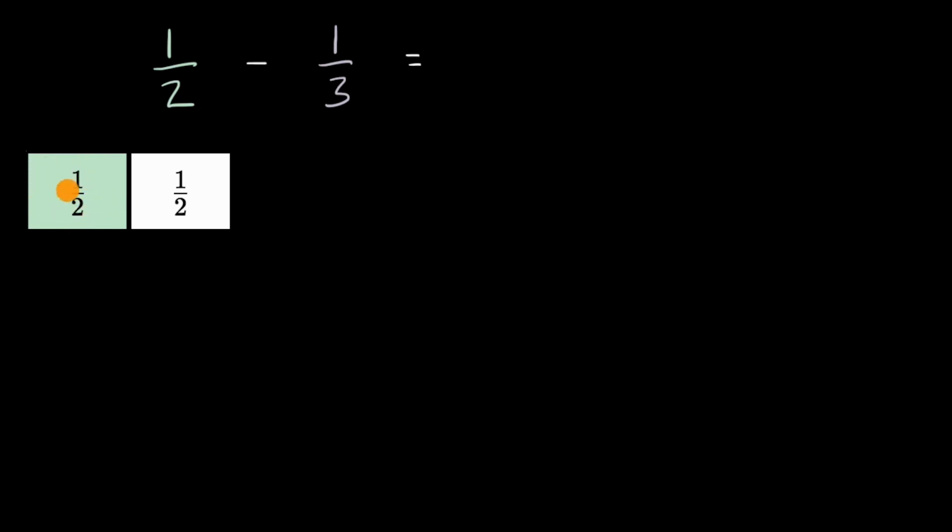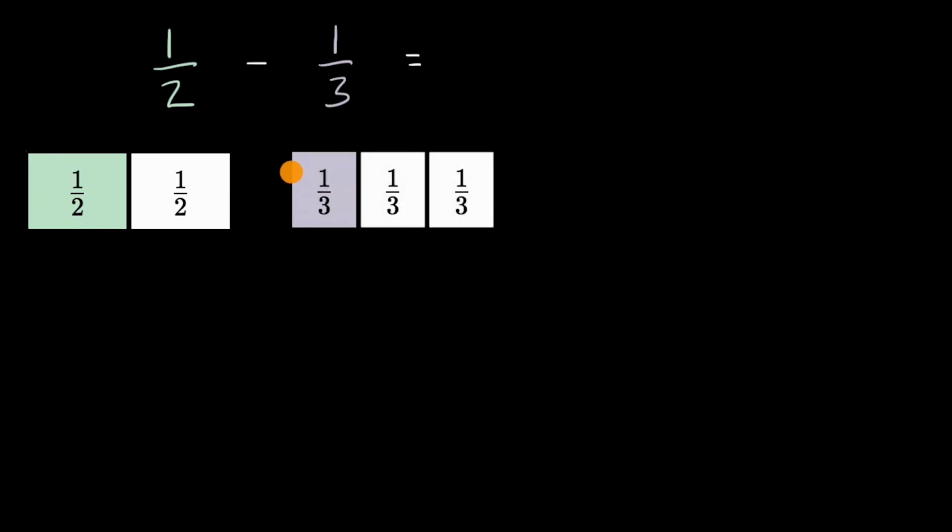And then from that, we're trying to subtract a third. And we can visualize a third this way. If this whole thing is a whole, I divide it into 3 equal sections, and one of those 3 equal sections is a third. So what we want to do is take away this gray box from this green box and figure out how we can mathematically say what is left over.